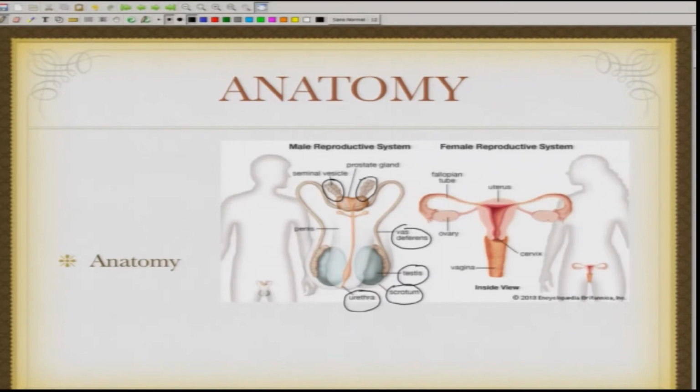In the female reproductive organ, you have the vagina out here, which gives passage to the penis, and then you have the cervix, the uterus, the fallopian tube, and here you have the ovary. So, the ovary is the organ which is involved in the production of egg.